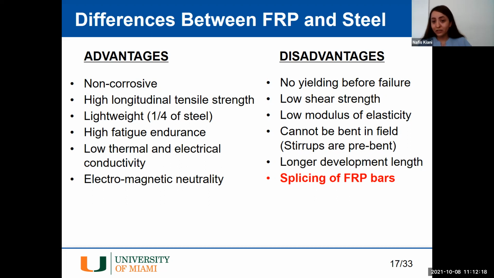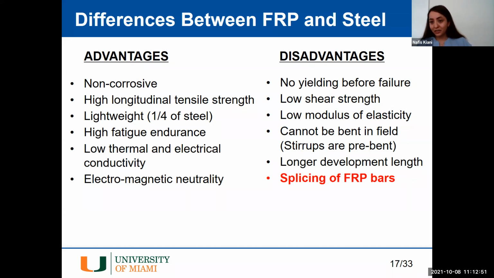But the disadvantages are that there is no yielding, so we do not have any warning before the failure in concrete structures. They have low shear strength, and they have low modulus of elasticity, which affects the deflection of the concrete structures. And they cannot be bent in the field, but the stirrups and ties are available in pre-bent shapes. And they need more and longer development lengths in reinforced concrete structures.